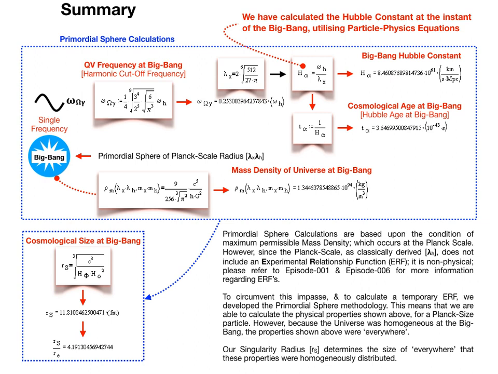However, because the universe was homogeneous at the Big Bang, the properties shown were everywhere. Our singularity radius determines the size of space-time, in which these properties were homogeneously distributed.